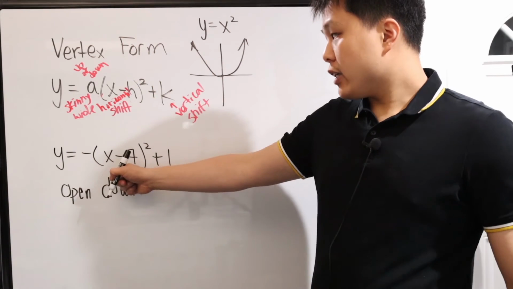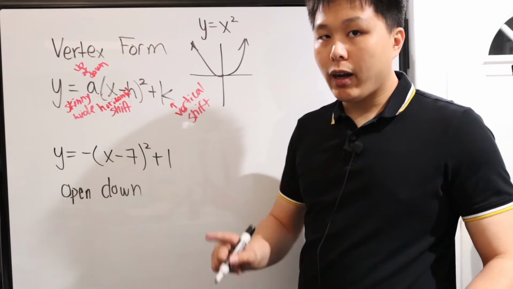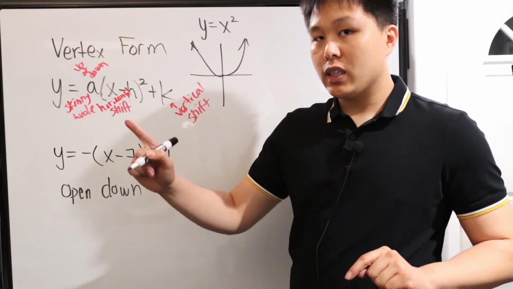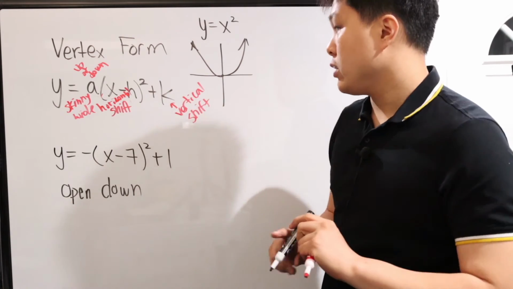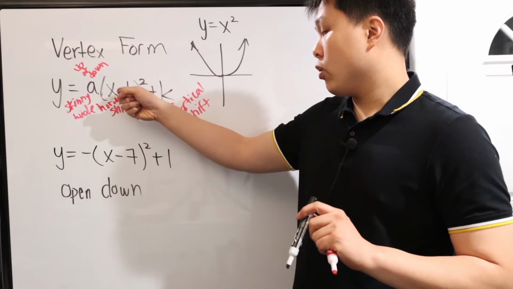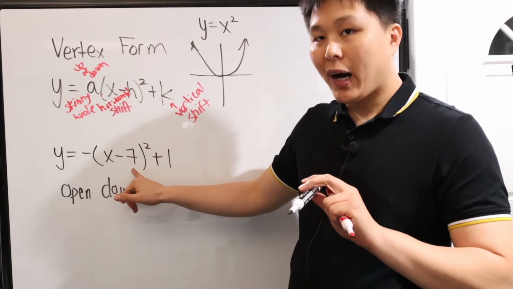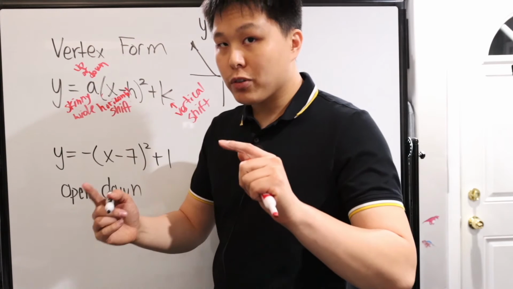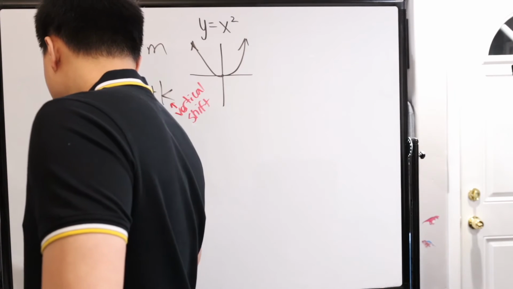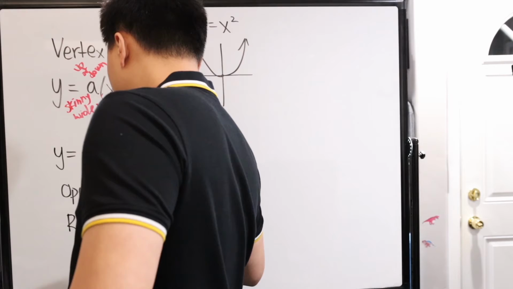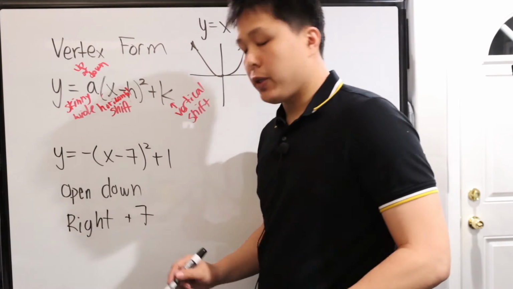Well, in here, it says x minus 7. Now, once again, we're tempted to say because it's minus 7, it's actually moving to the left. No, that's not the case. Remember, this is a negative or minus h. So the h itself, the actual number h, is a positive 7. So we're actually going to move to the right. So to the right 7. Let's just say right plus 7.